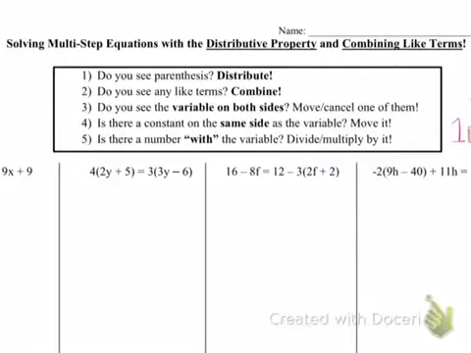Today we're going to learn about solving multi-step equations with the distributive property and combining like terms. So if you notice here we have 5 steps. We're going to follow those 5 steps every single time we work out a problem.